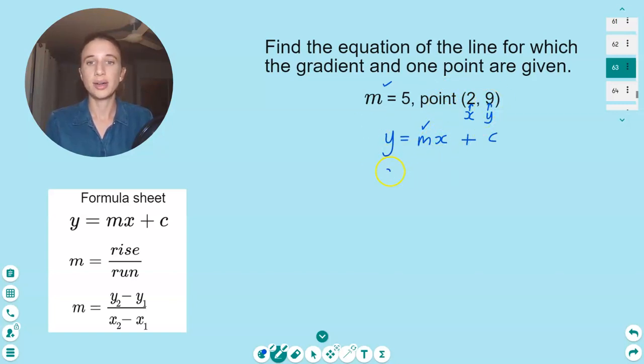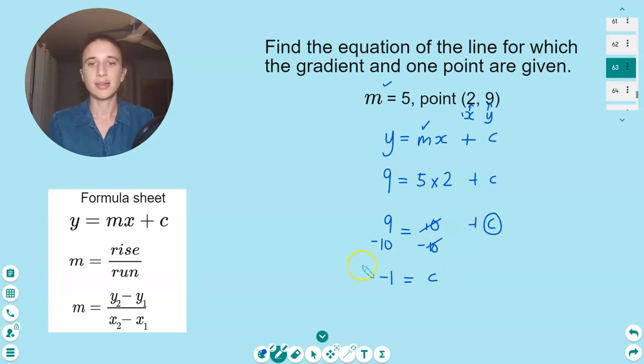y is 9, m is 5, x is 2, which leaves us with just one unknown. So let's simplify a bit. 5 times 2 is 10 plus c. To get c alone, take 10 from both sides. 9 take 10 is -1. 10 take 10 cancels. c is -1. Put a box around it because we need it.